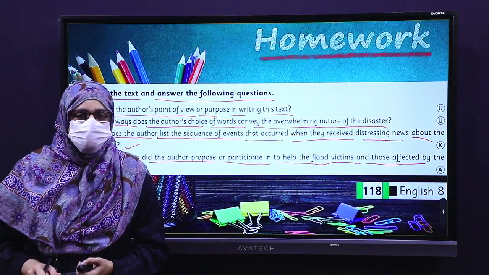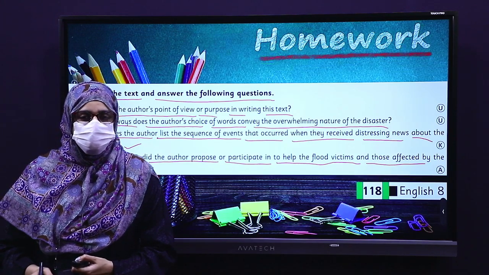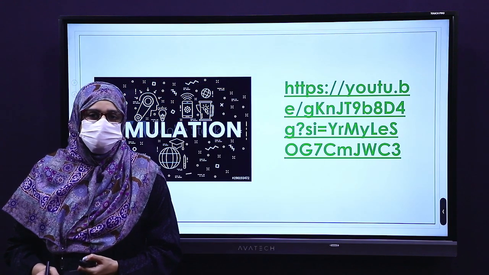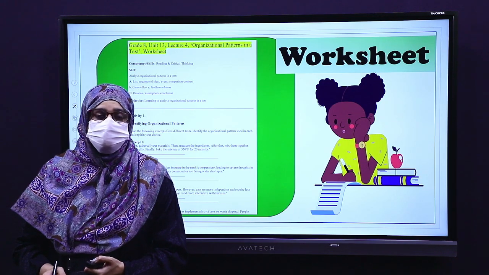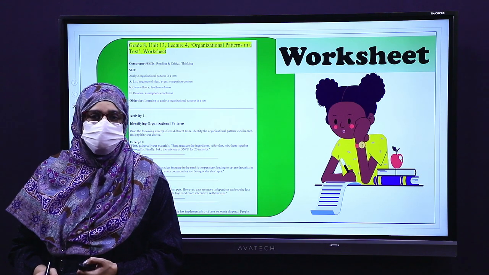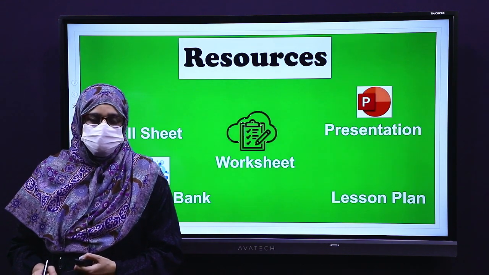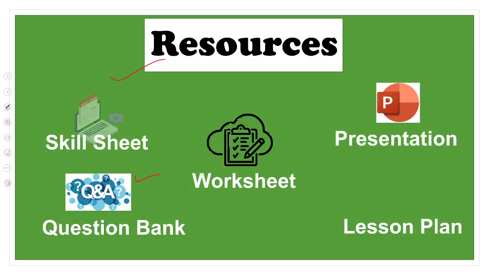First, you have to go through the entire text and then you are supposed to write the answers of all these questions in your notebook. We have provided this simulation for you, and apart from this, here is the worksheet also being attached for your further and comprehensive understanding. We have also provided all the resources for you, the question bank, the worksheet and the lesson plan for you.